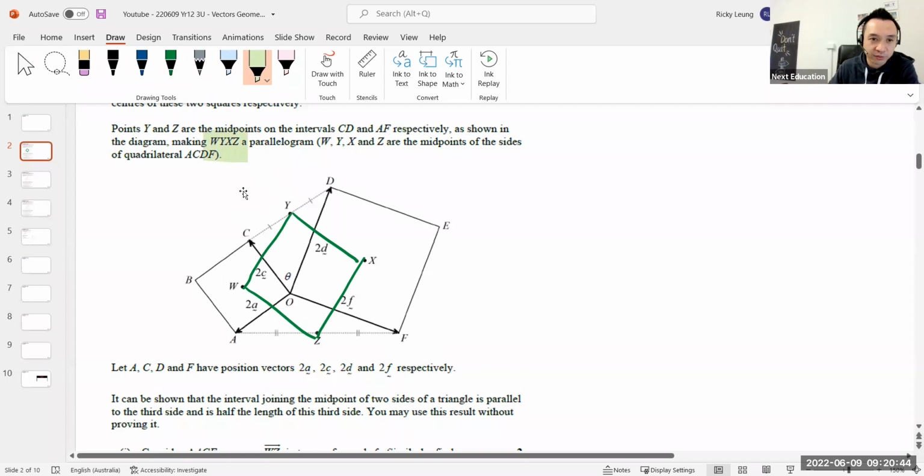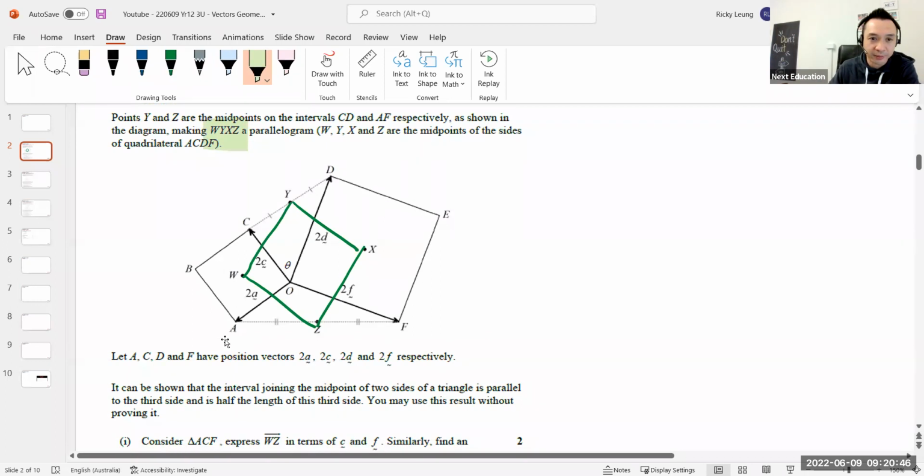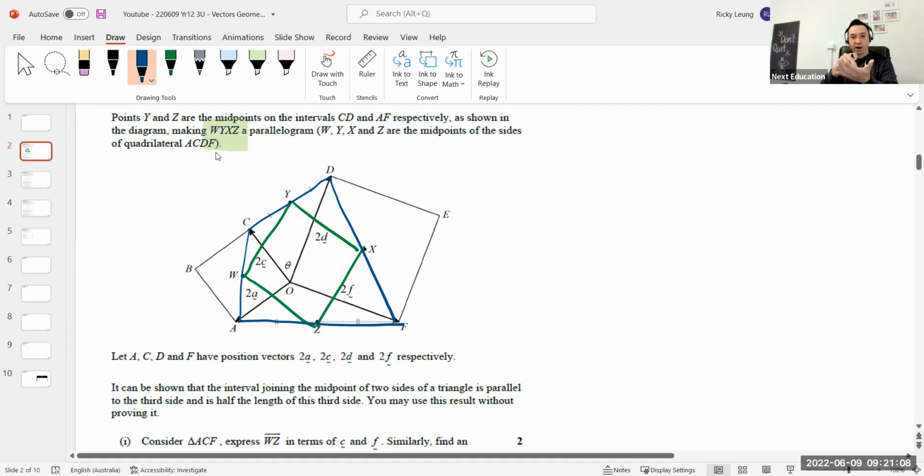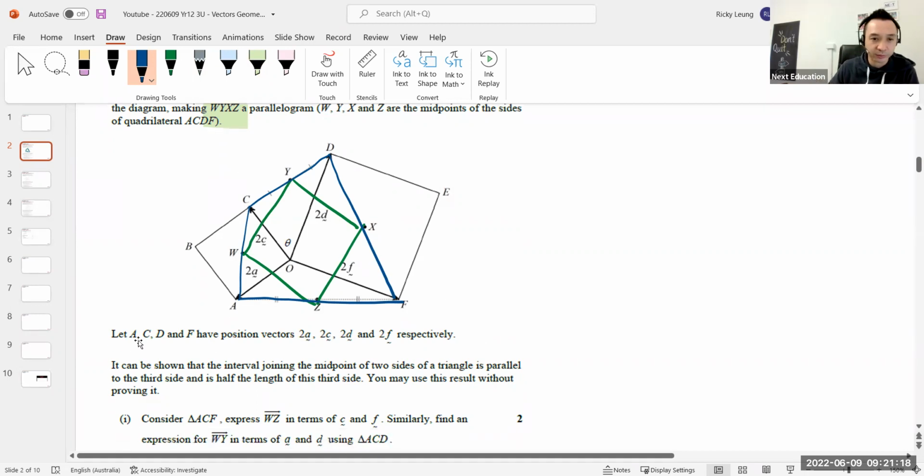Midpoints of sides of the quadrilateral A, C, D, F. So there is another quadrilateral, A, C, D, F. I found it really hard to describe this diagram without drawing these in. The green parallelogram W, Y, X, Z happens to be on all the midpoints of the bigger blue quadrilateral A, C, D, F.